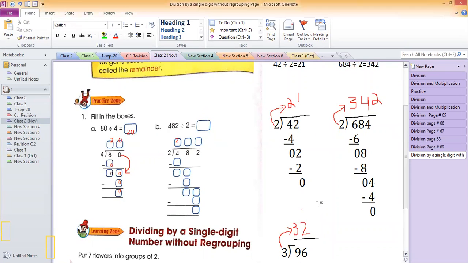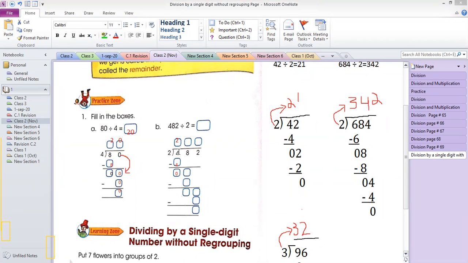Very good. The next step is to multiply 2 by 2 and I will write here the answer. Good. Okay, now what is the next step? Minus. Very good. 4 minus 4 equals 0. Very good. So I will write here 0. So I follow the basic steps to complete this long division.